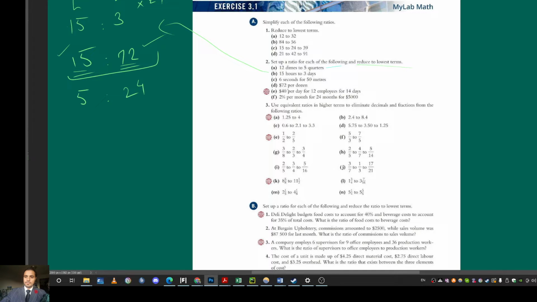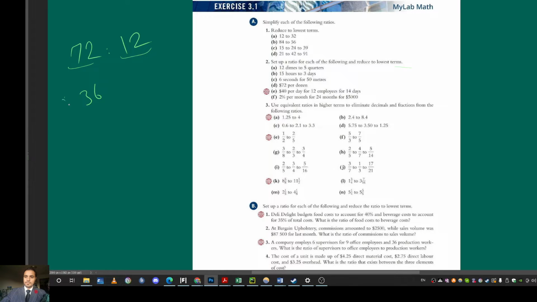You have to do the same thing for the other ratios that we set up. Here we had $72 per dozen. The dozen we translated as 12. Both of them are divisible by 2, so we can divide these by 2. So we have 36, because 36 times 2 is 72, and 6, because 2 times 6 is 12. These are still even numbers, so they can still be divided by 2. 2 times 18 is 36, and 2 times 3 is 6.